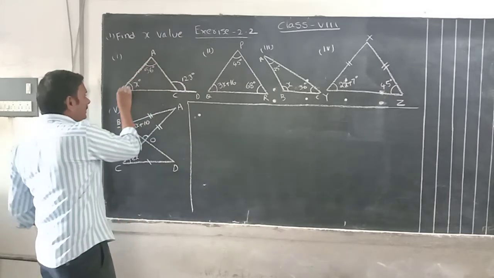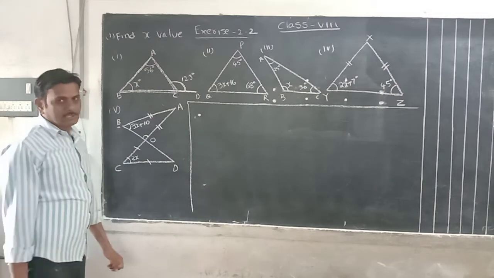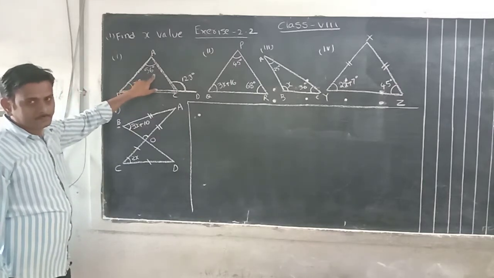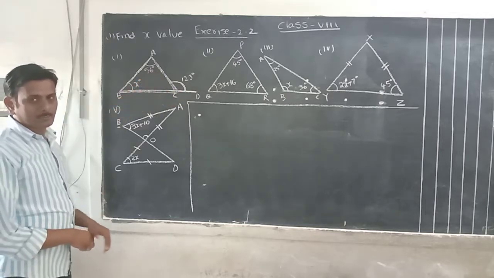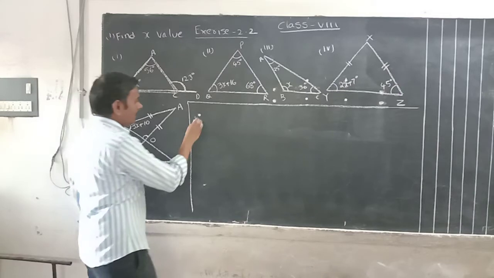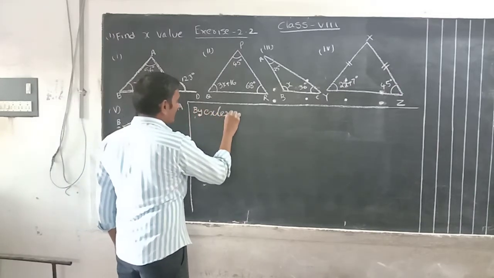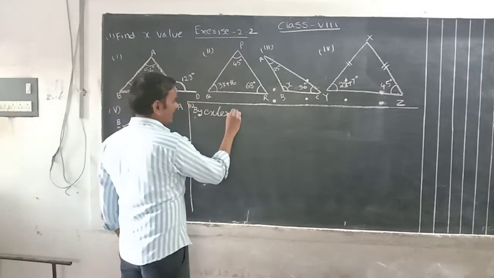If you take triangle ABC, 123 is the exterior angle. These are the opposite angles of those, the exterior opposite angles. Already we know the exterior angle property. What is the exterior angle property? By the exterior angle property, the first question answer.